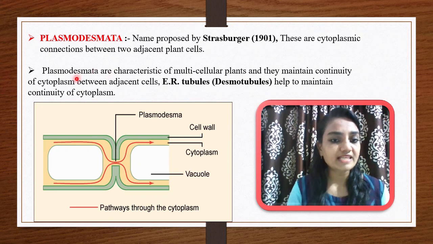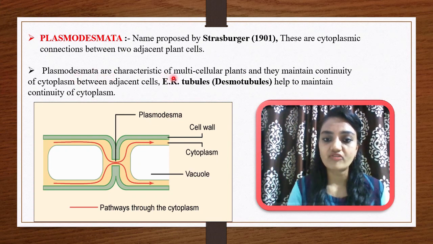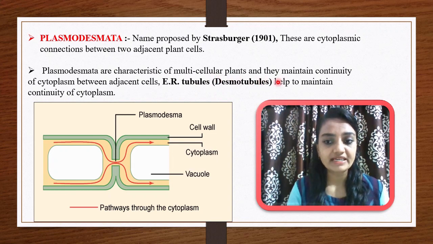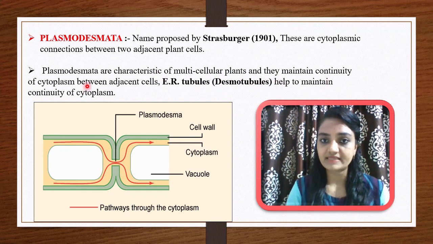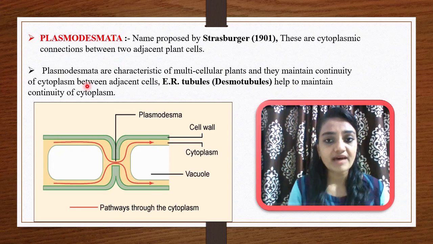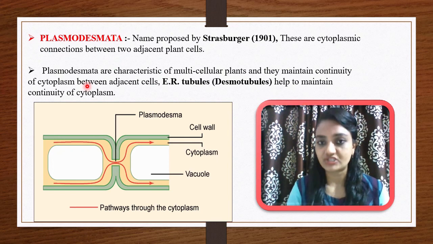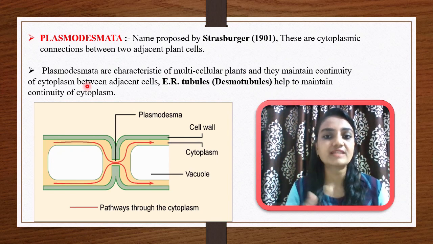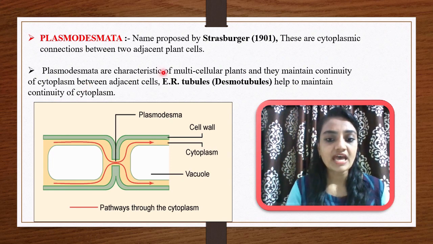Okay, plasmodesmata are a characteristic of multicellular plants, and they maintain continuity of cytoplasm in between adjacent cells, and by this way they will communicate with each other. Okay, and they can also exchange some materials with each other. An ER tubule, which is also called the desmotubule, will help to maintain continuity of the cytoplasm.